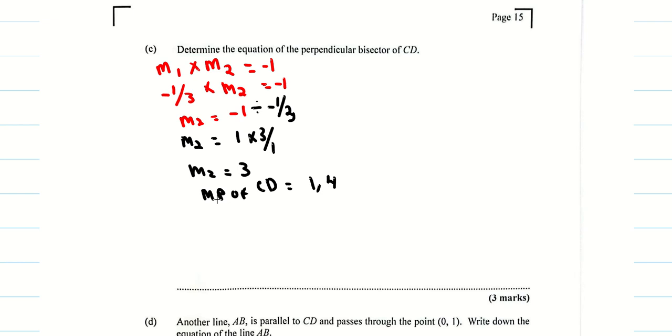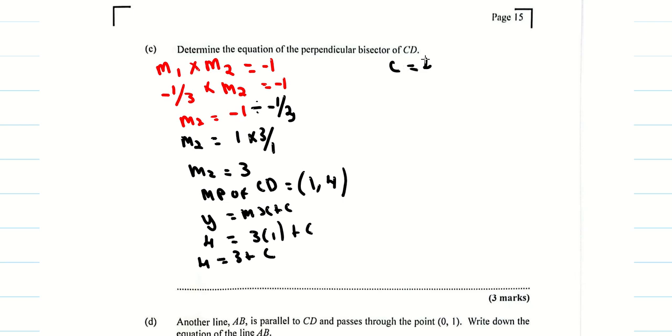So now I want the equation of my line, which you put in the form y equals mx plus c, where c is your y-intercept. We have my coordinates. Your coordinates are always x and then y. So 4 is equal to m, which is 3, times 1, plus c. So 4 is equal to 3 plus c. Immediately we can see c is 1, but let's just say c is equal to 4 minus 3. So c is equal to 1.